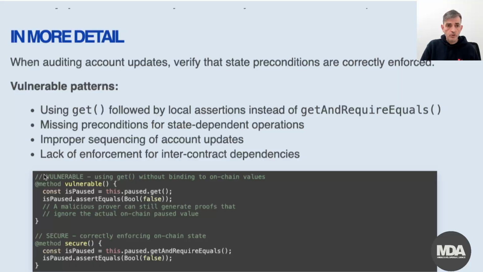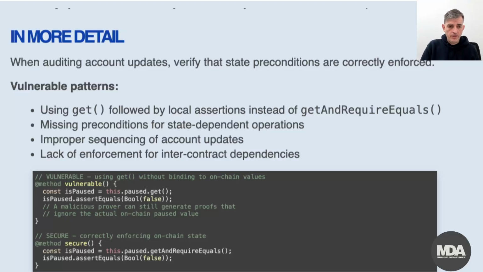Some vulnerable patterns are using get followed by some assertions instead of getAndRequireEquals. If there are preconditions that are missing for operations that depend upon state, you need to think about the sequencing of account updates. And also, is there enforcement if we have inter-contract dependencies?